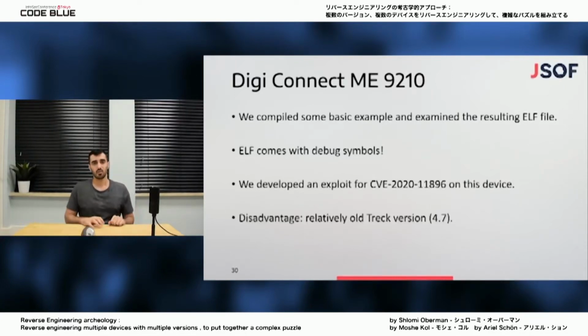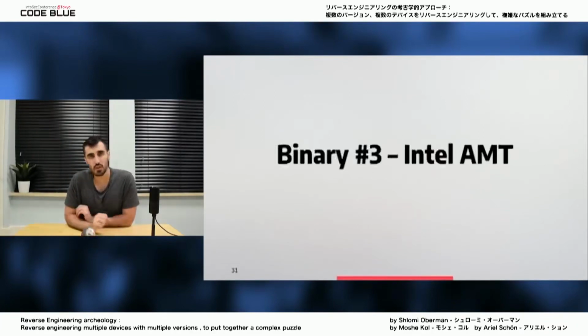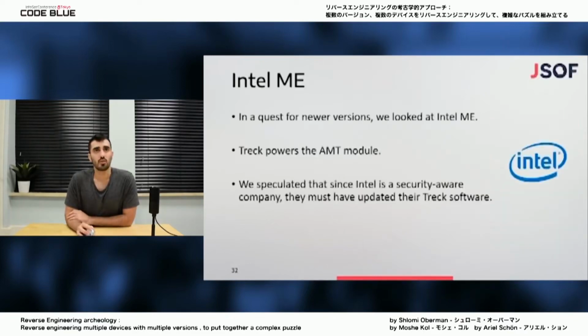And the disadvantage of using this device is that we found that it uses a relatively old Treck version. So we wanted to find at this point if the vulnerability affects the most recent Treck version. So we looked for another data point, another binary. This led us to Intel AMT. We found that Treck powers the AMT module of Intel ME.